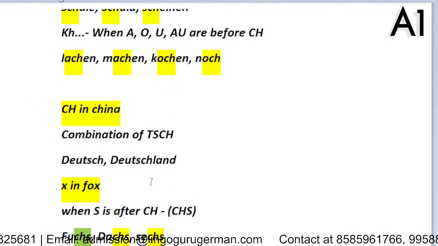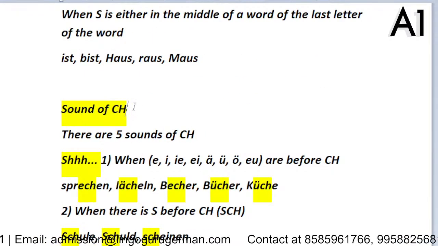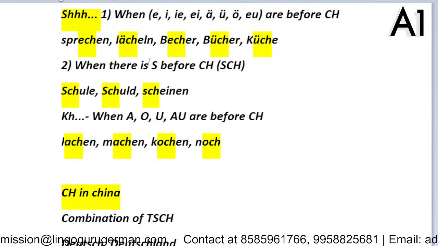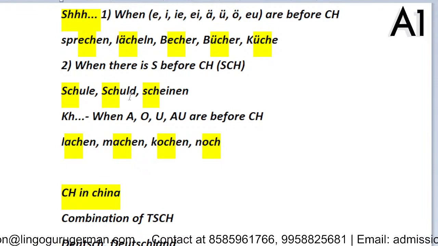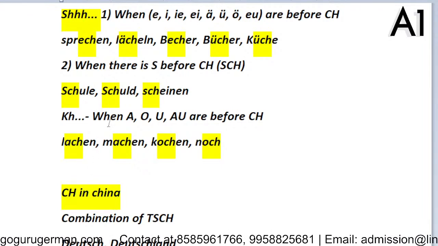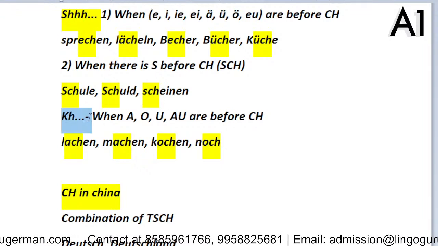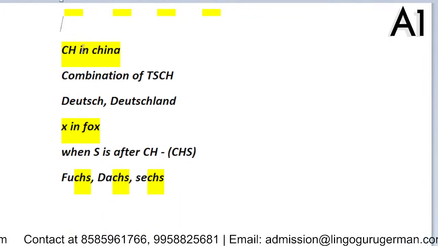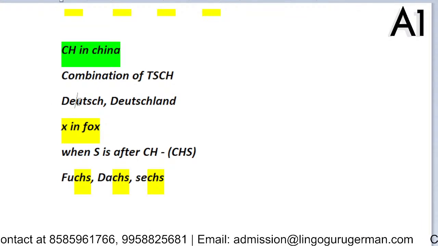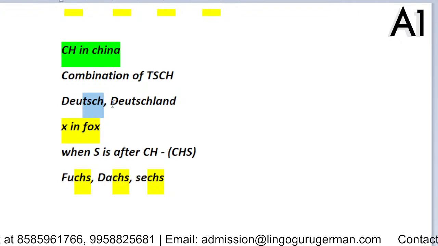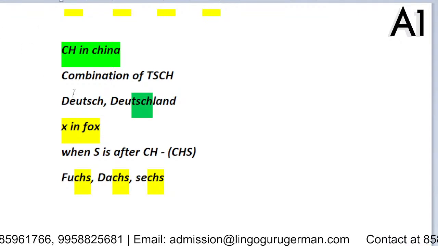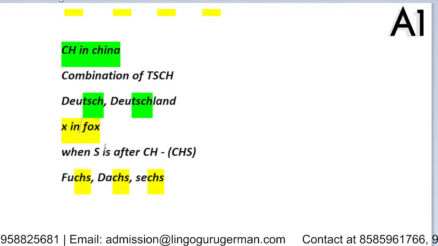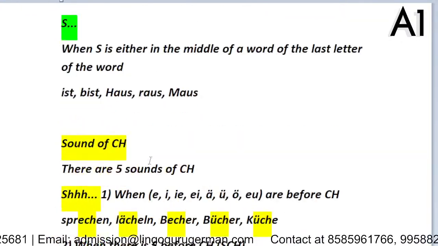Quick revision and we wind up for today. Sound of CH, five sounds. Sh when these are the vowels before it, and sh when S is before CH. When A, O, U are there, it makes the sound of kh. Ch as in China when the combination TSCH is there. Sound of ch as x when S is after CH.